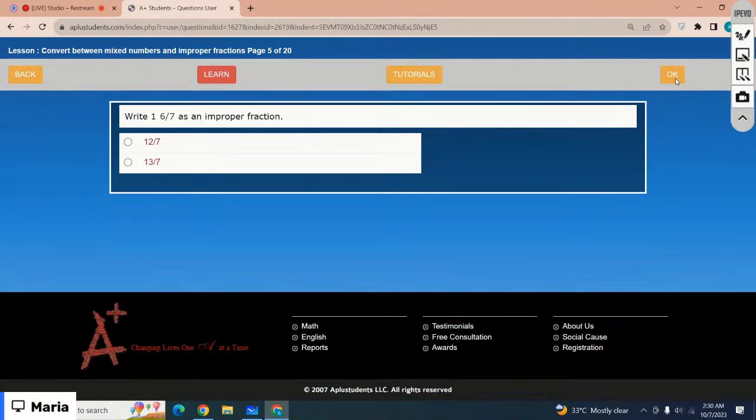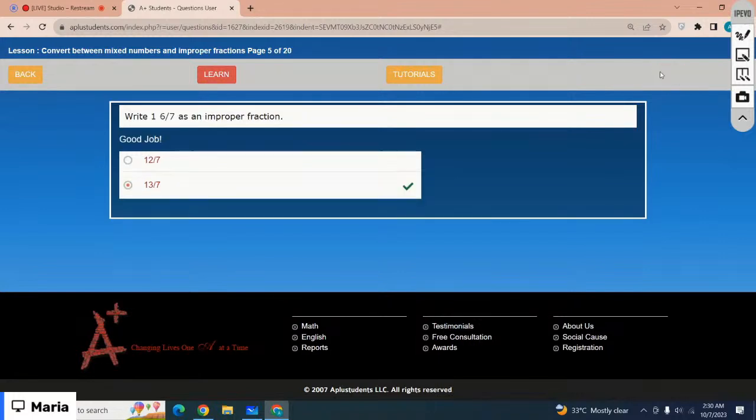Write 1 whole 6 over 7 as an improper fraction. Which is the correct option? Yes, very, very good. That would be 13 over 7. The correct option is 13 over 7.